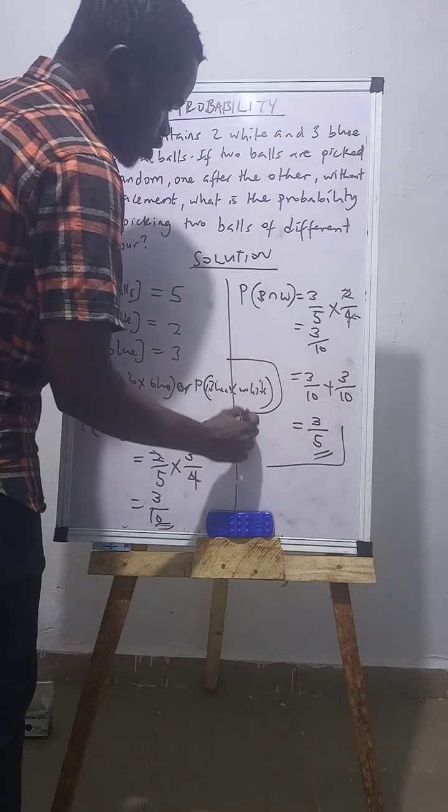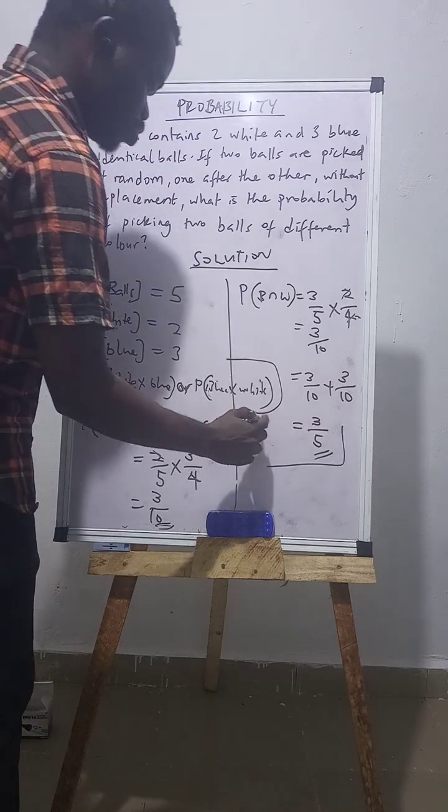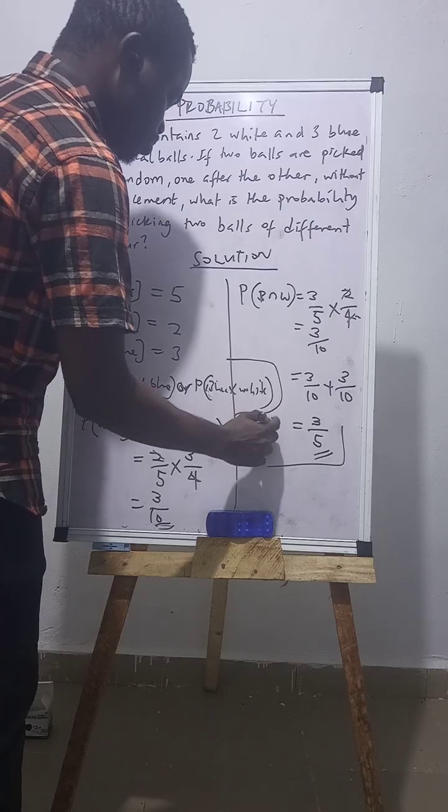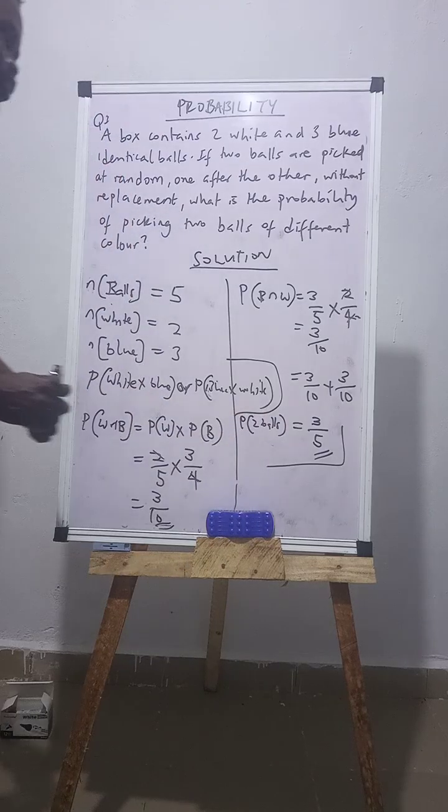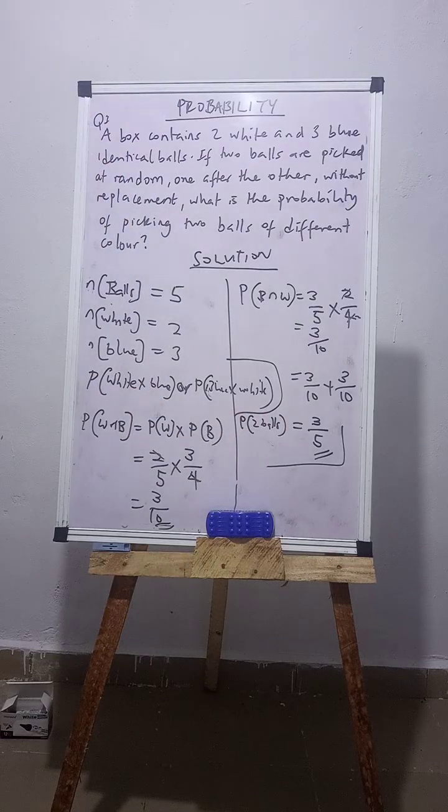That's the probability of picking 2 balls. Okay? Is that very clear? Or is it complex?